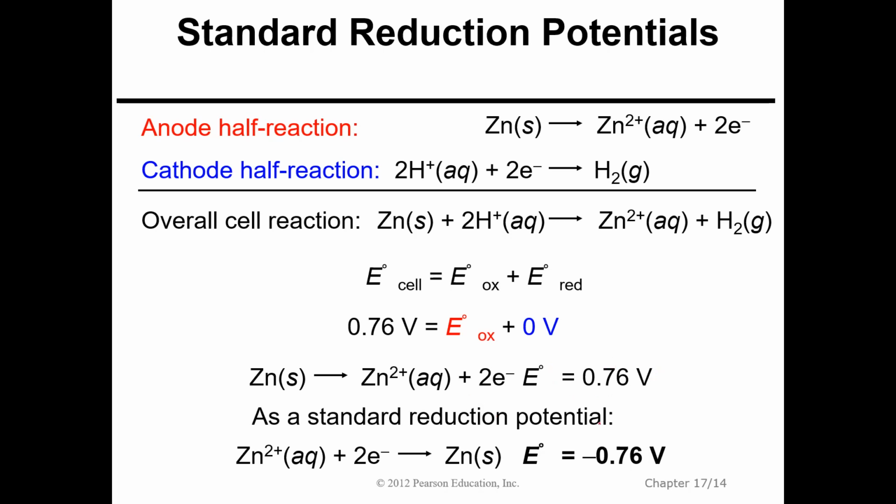Now, typically when we put these in tables, we list them as standard reduction potentials. So if the cell potential when zinc is being oxidized is positive 0.76 volts, then the standard reduction potential will be negative 0.76 volts.